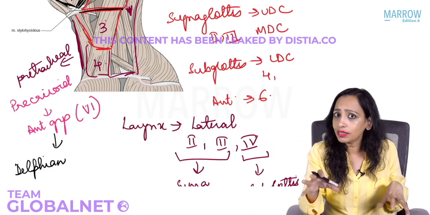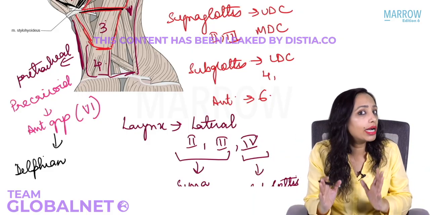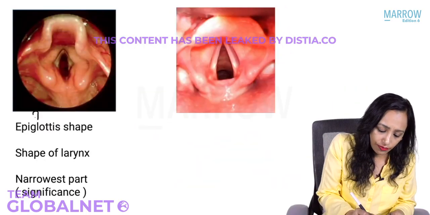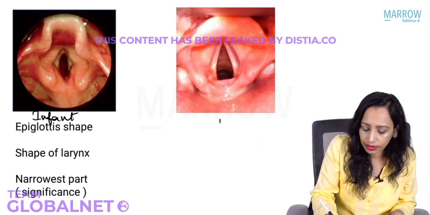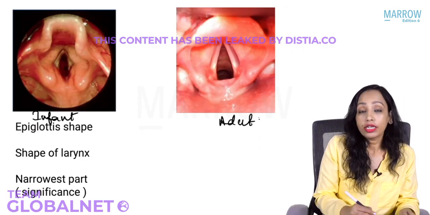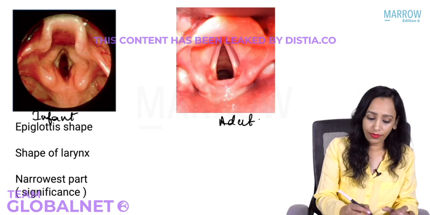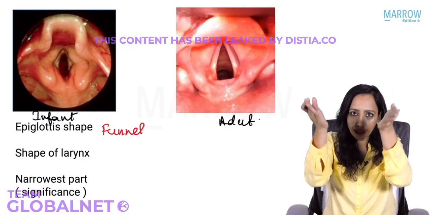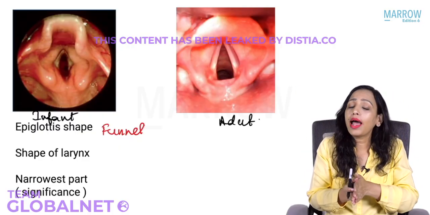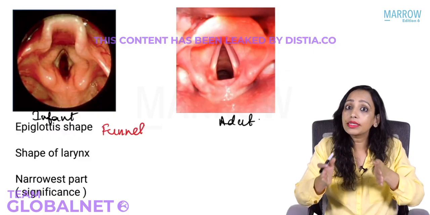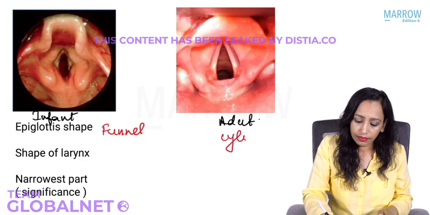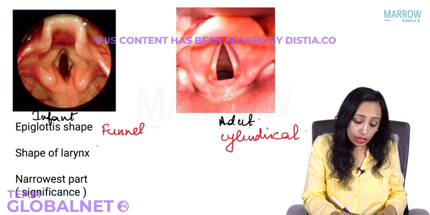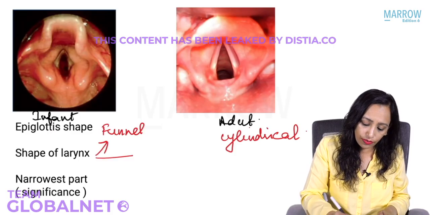And yes, these changes are asked. How is an infant larynx different from an adult larynx? Let us see that. We have two pictures here: this is the infant and this is the adult. The shape of the larynx in infants is funnel shaped. Funnel means it is going down like this. Whereas in adults it is cylindrical. That is the shape of the larynx.